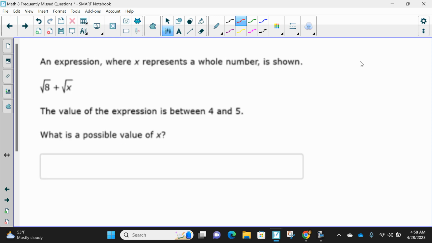An expression where x represents a whole number is shown. So the square root of 8 plus the square root of another number. We want the value between 4 and 5. So the square root of 8 is approximately 2.8. So I'm going to make x, I can't let it be more than 2 really, so I would say that x has the possible answer 4, because the square root of 4 is 2, and 2.8 plus 2 is going to be 4.8, which is between 4 and 5.